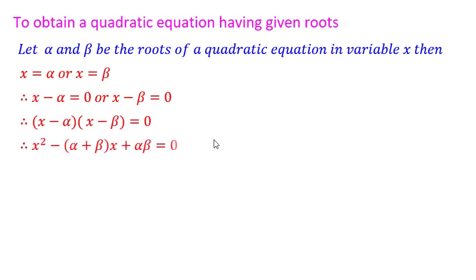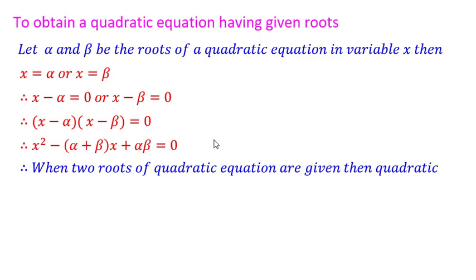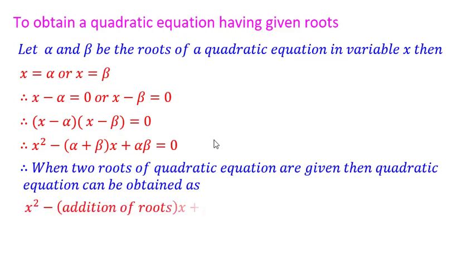When you open and simplify this, you will get x square minus, in bracket, alpha plus beta, into x plus alpha into beta equal to 0. Now you can see that this is a quadratic equation in variable x. So this is how we can get the quadratic equation in variable x. So I will say that when the two roots of a quadratic equation are given, then the quadratic equation can be obtained as x square minus addition of roots, alpha plus beta, into x plus alpha into beta, the product of roots, equal to 0.